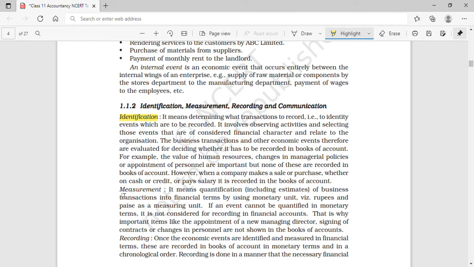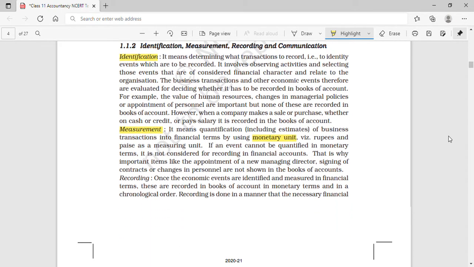Next is your measurement. Measurement is based again on your monetary units. Guys, remember it's accounts. Everything will be based on your cash in, cash out. It can be either hard cash or it could be credit terms, because you know what credit is. You will tell the supplier, I will pay at a later stage, at some point of time.